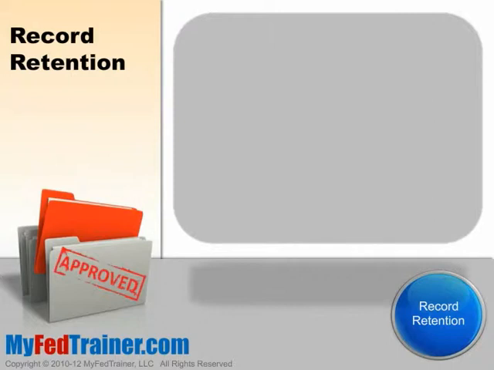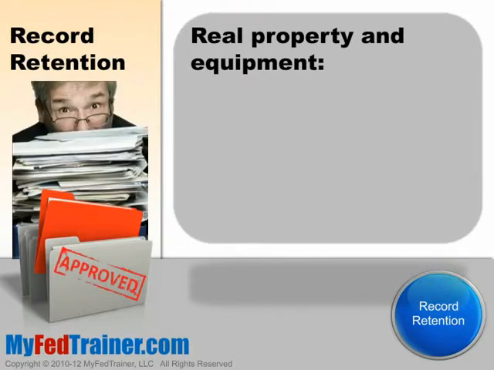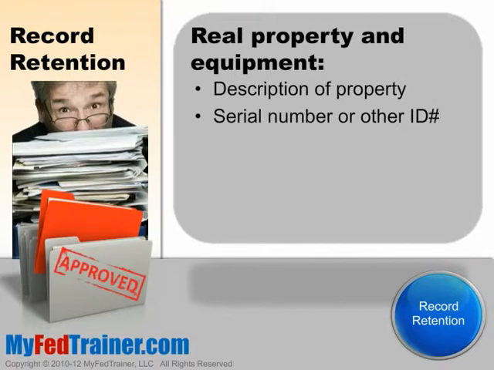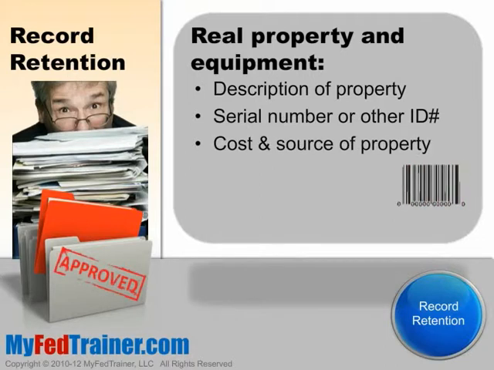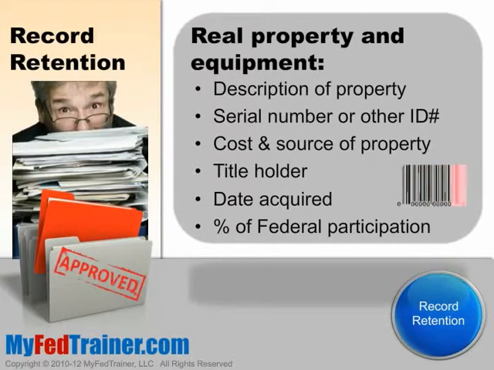Moving on to real property and equipment records, grant recipients should be aware that there are extensive record-keeping requirements. Property records should contain the following data: a description of the property which contains a unique identifier such as a serial number, the cost and source of the property, for example, the vendor name if purchased, who holds the title, in other words, who owns the property, the federal government or the grantee, and the date the property was acquired and the percentage of federal participation in the acquisition cost.